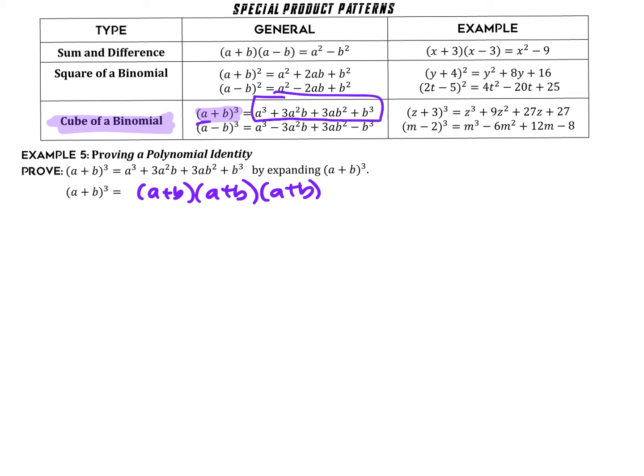It's going to be the first term cubed plus 3 times the first term squared times the second term plus 3 times the first term times the second term squared plus the last term cubed. This pattern works similarly if we are subtracting, and you can see some examples here, and we're actually going to prove that this works. This is one of those properties that, again, will help you be more efficient, but it's not required that you know this to be successful. It will just make you more efficient.